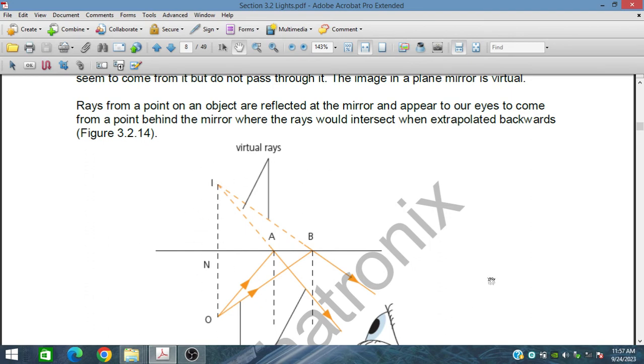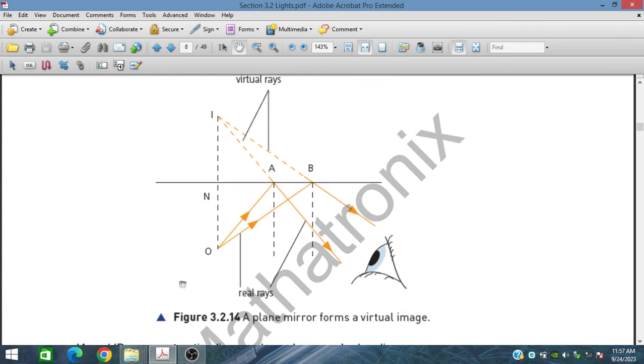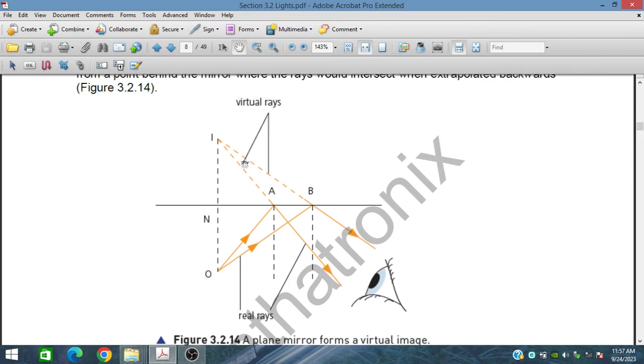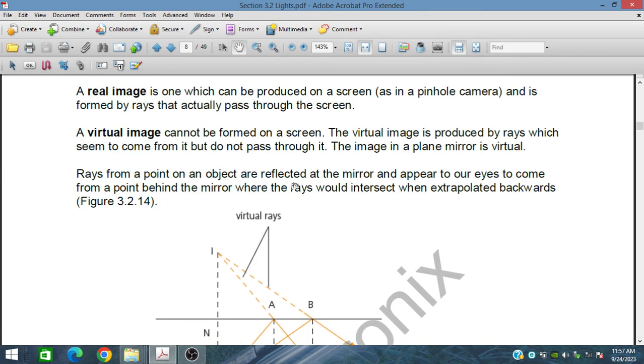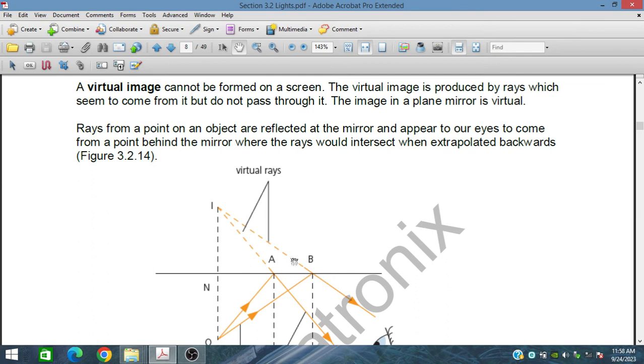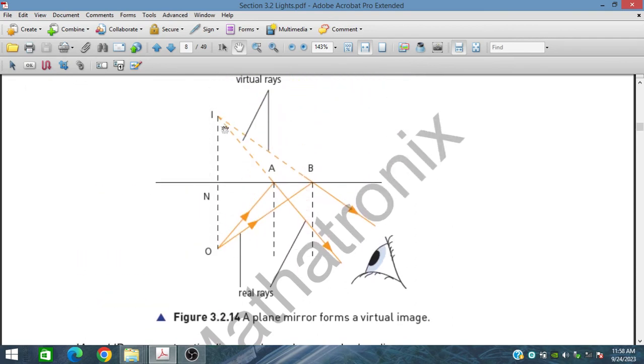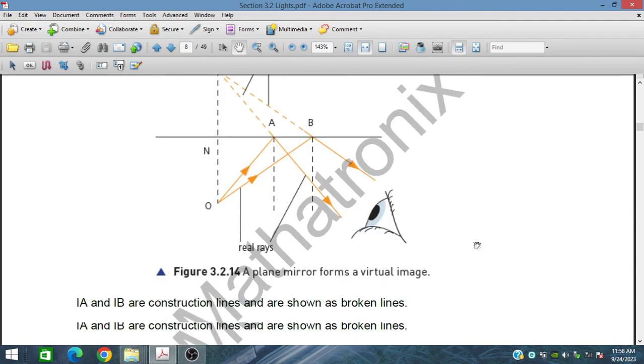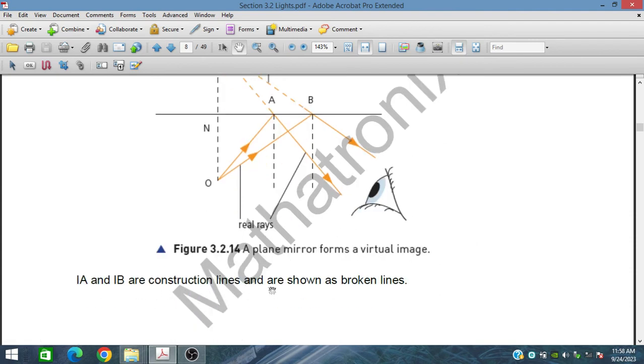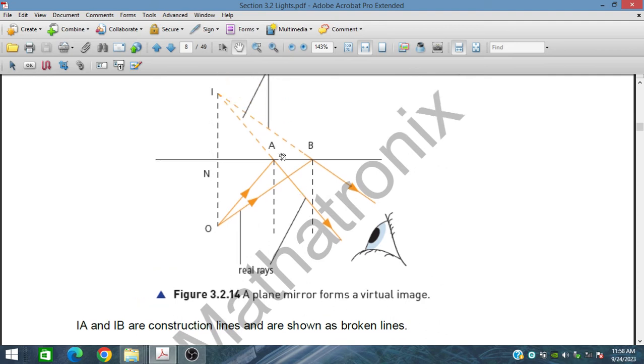This kind of image formation is part of the IGCSE O level exam, and this is very important. So these are virtual rays, which intersect when extrapolated backwards. So this ray goes to this, and when it is extrapolated backward, it forms the image here. IA and IB are the construction lines and are shown as broken lines. So this is a broken line.